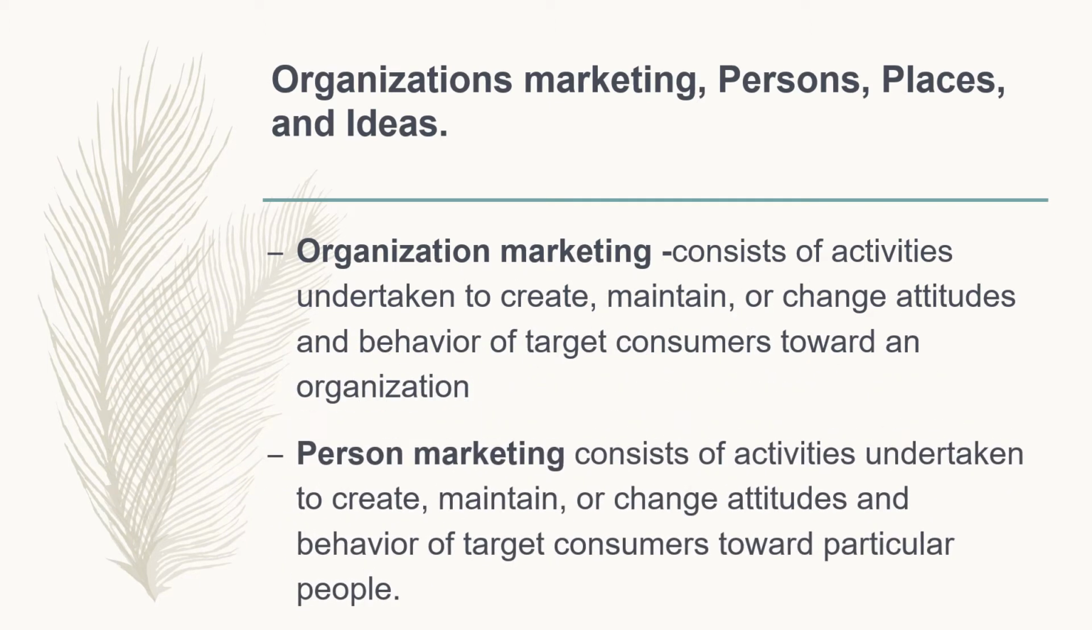Next is person marketing. When you say person marketing, it consists of activities undertaken to create, maintain, or change attitudes and behavior of target consumers toward a particular person, from the word itself, person. So this is the use of efforts designed to attract the attention, interest, and preference of a target market toward a person. It is a marketing activity aimed at creating target market awareness and a favorable opinion of a particular person.